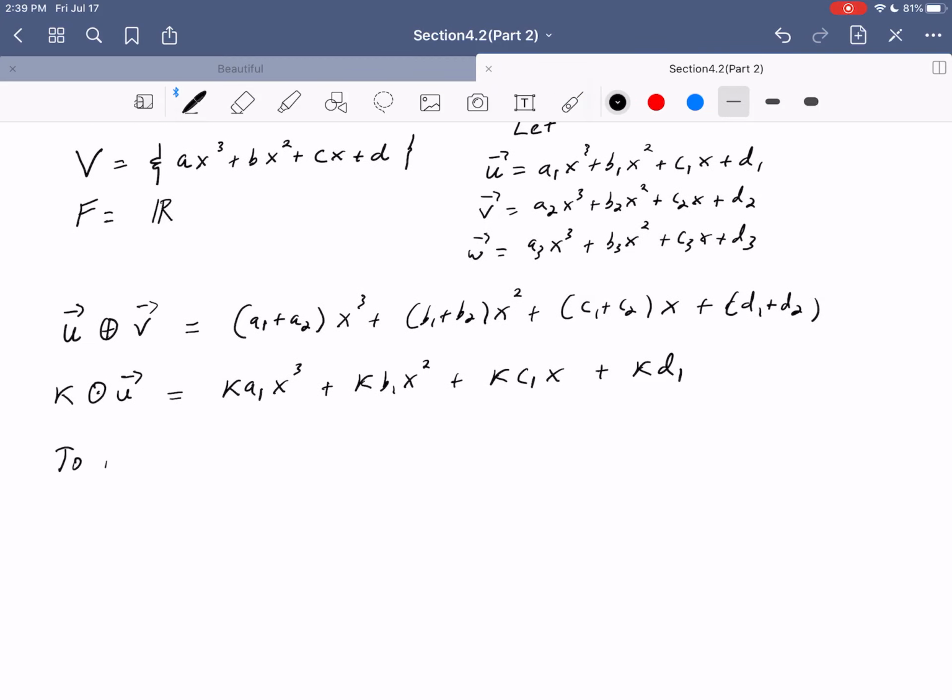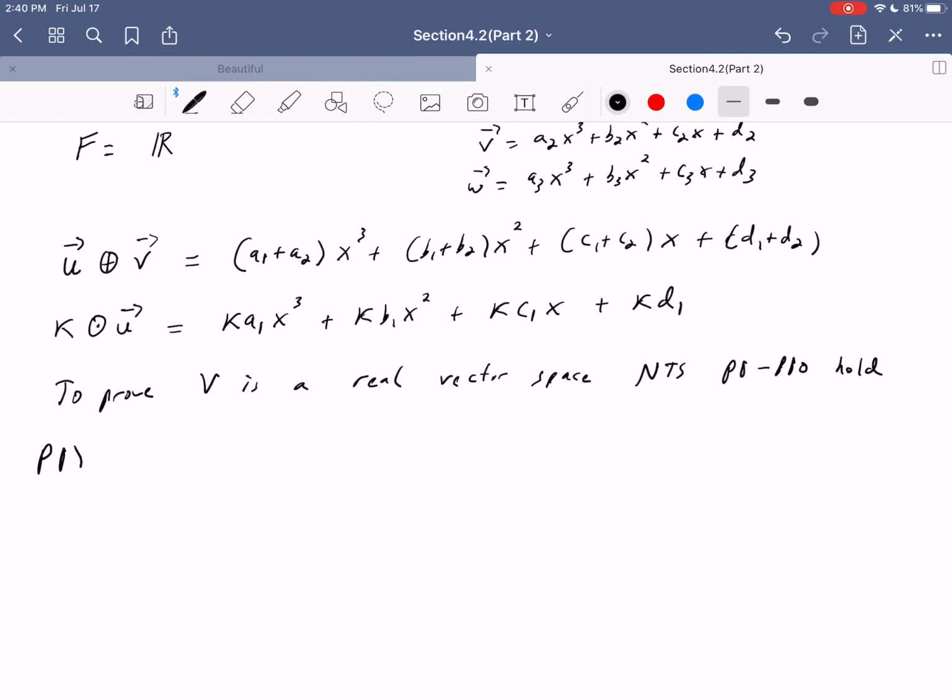So to prove V is a real vector space, we need to show P1 through P10 hold. So we're going to go through and do that, and we're going to talk about each one. It's going to be a pretty lengthy exercise here because we've got 10 properties to do.